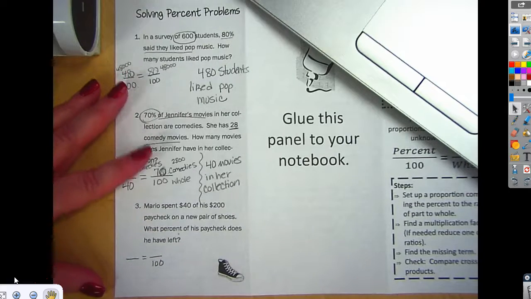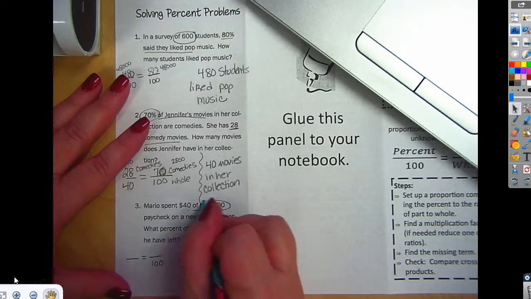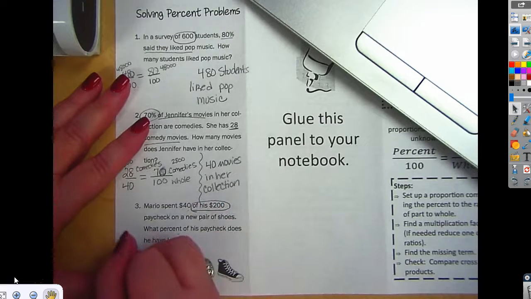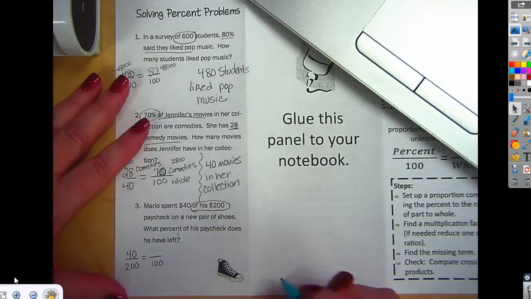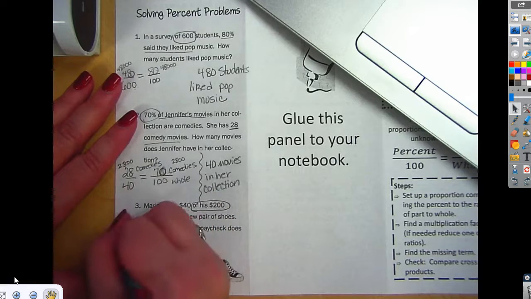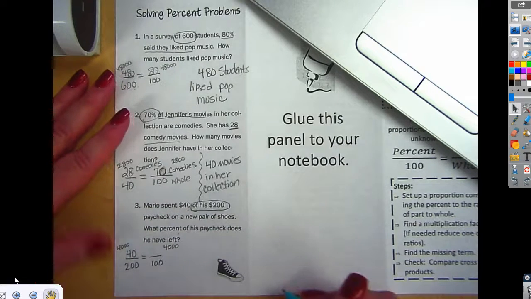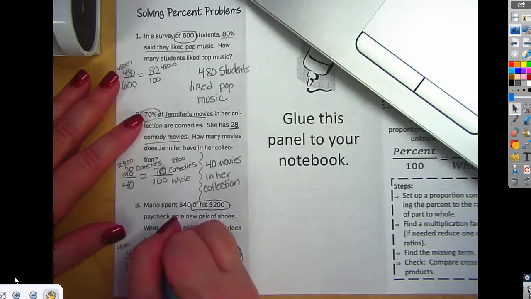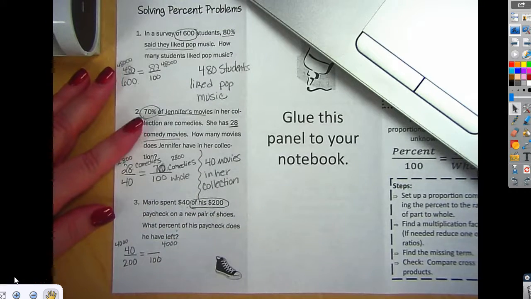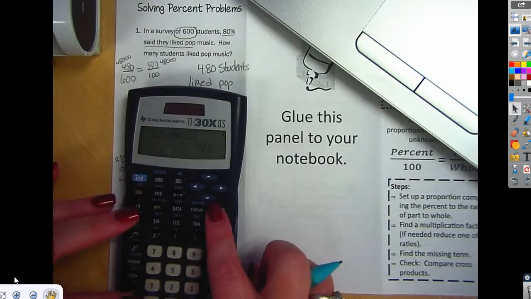Mario spent $40 of his $200 paycheck. So the part that he spent was 40 out of the whole paycheck that was 200. So what percent does he have left? 100 times 40 is, that's 4,000? 4,000 divided by 200 is, let's see, it's 20.